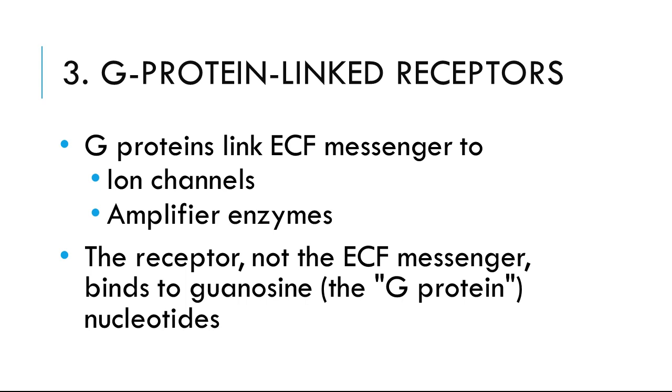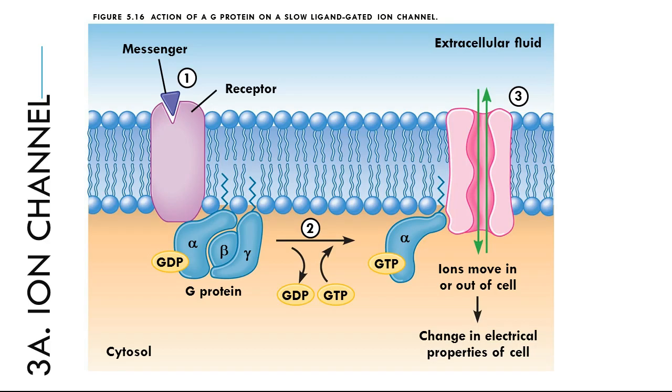So if we look at an image, figure 516, how a G protein can activate an ion channel. So still we're in a target. We see the messenger, the hydrophilic messenger. We see the receptor. We notice the receptor is not a channel. We notice it itself doesn't have any enzymatic activity. What is new is this blue thing. What is the blue thing?